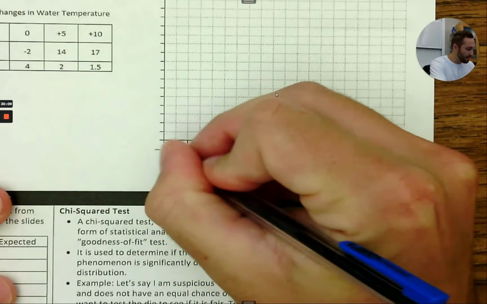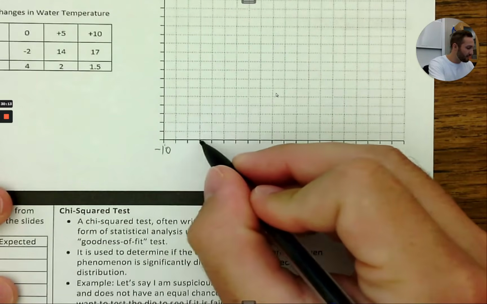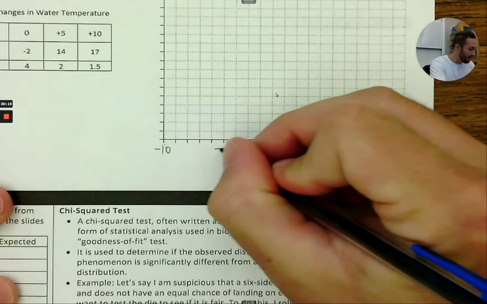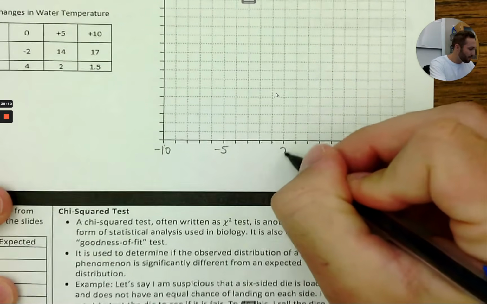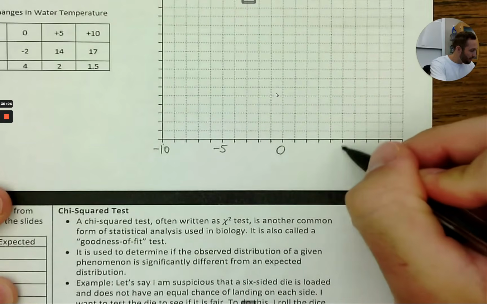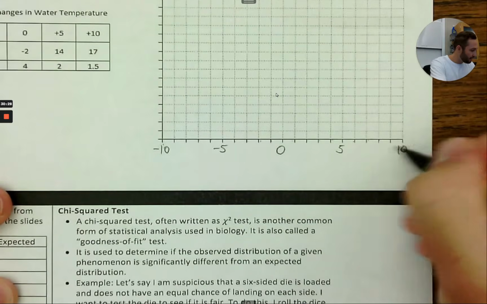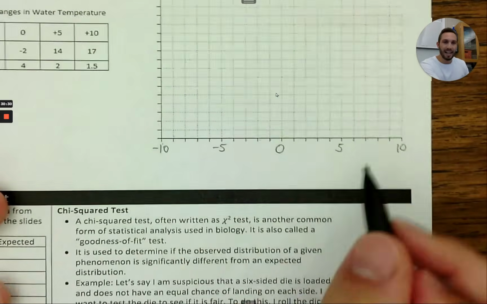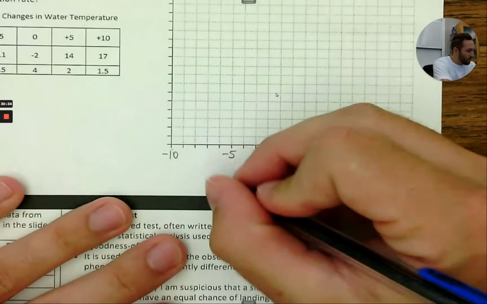This is going to be -10. And then this would be -9, -8, -7, -6, -5. I'll go ahead and label that. -4, -3, -2, -1. This is going to be 0 right here in the middle. And then we're going to have 1, 2, 3, 4, 5. And then 6, 7, 8, 9, 10. Okay, went ahead and scaled that. Now let's label it. That is the change in water temperature.